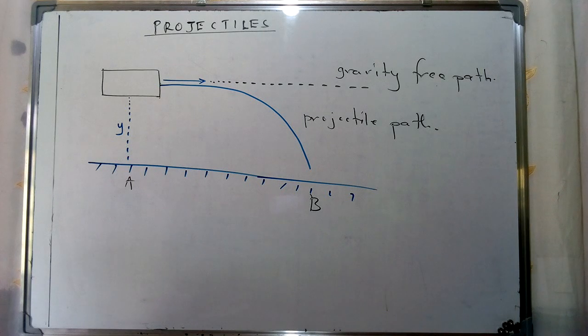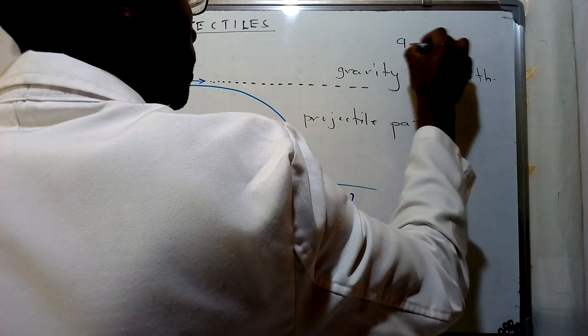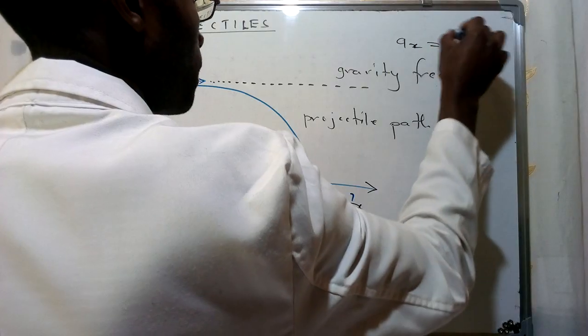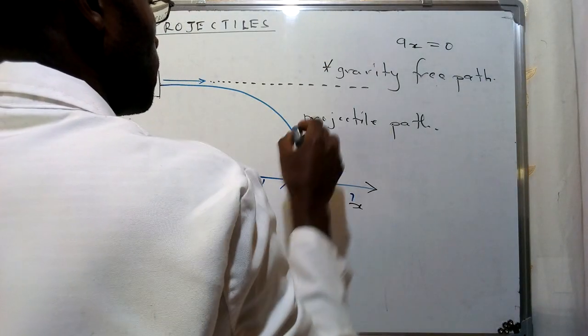Then we can have a different description for the aspects of acceleration, displacement and velocity for this concept of a projectile. If we consider this object for a gravity-free path, then the acceleration along this x direction, which we have given in terms of this, is going to be 0. So these are two different scenarios.